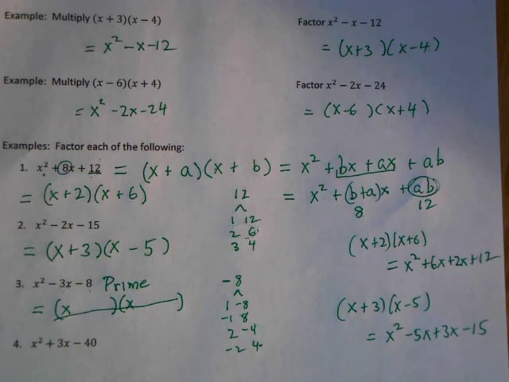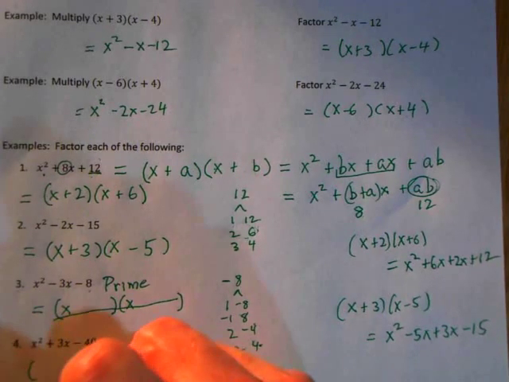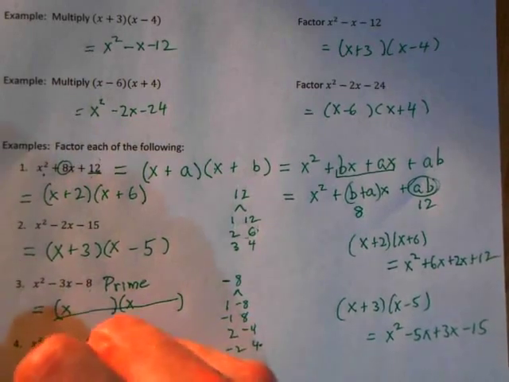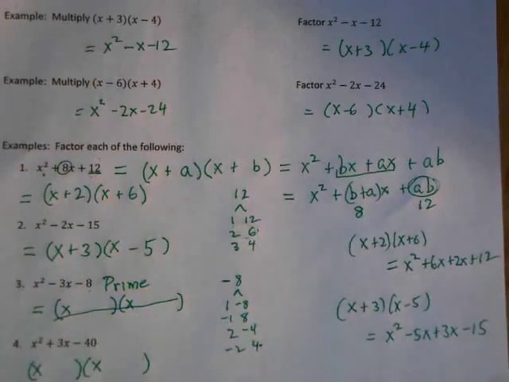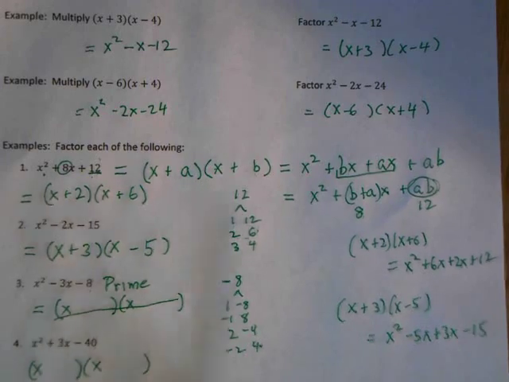That happens. It's going to be pretty rare in this course that things are going to be prime. But here's a good example. There's a prime polynomial. So watch for that. All right, next one. X and x. Let's see. Two numbers that multiply to be negative 40 and add to be 3.